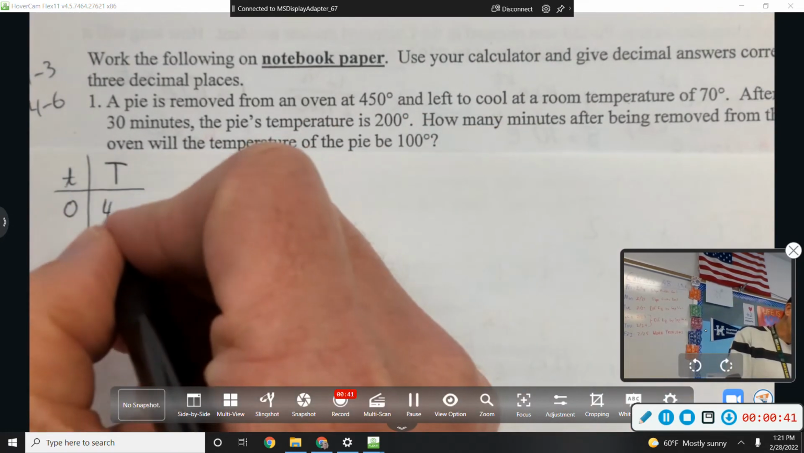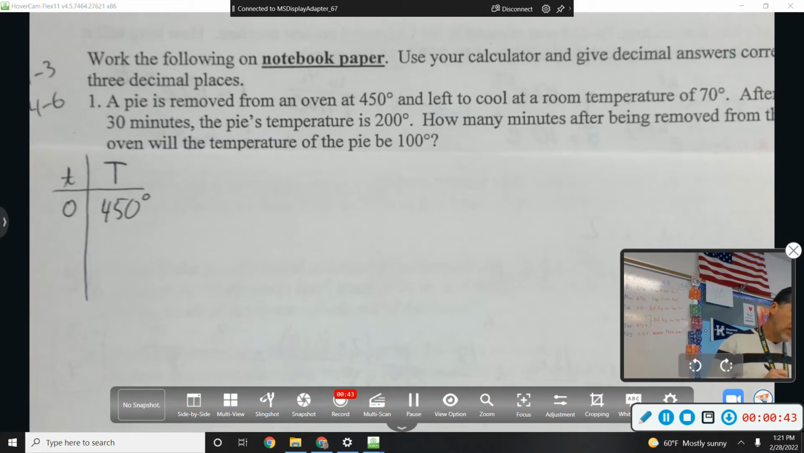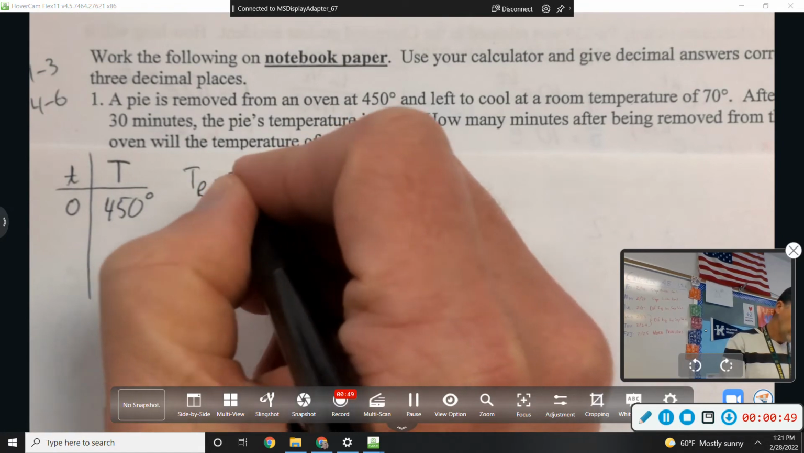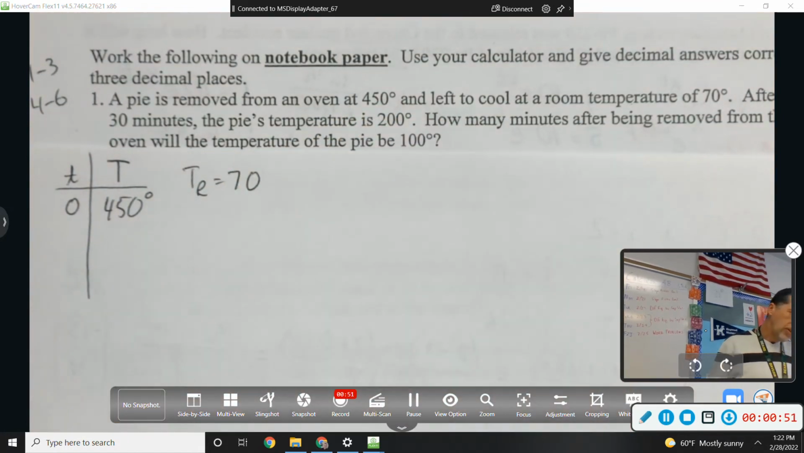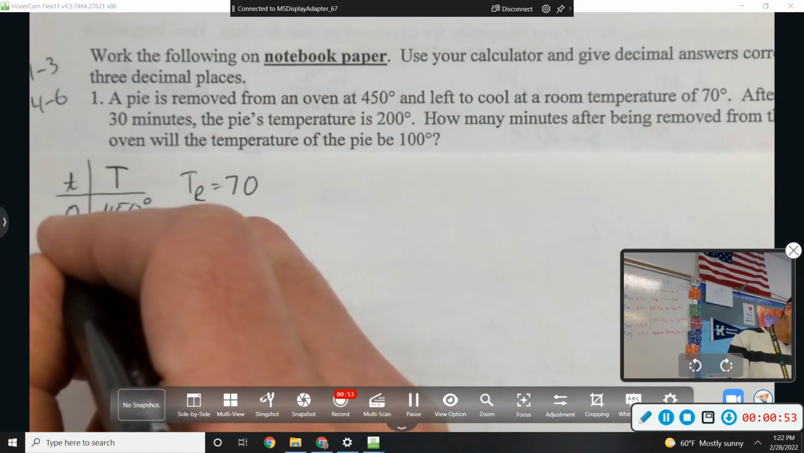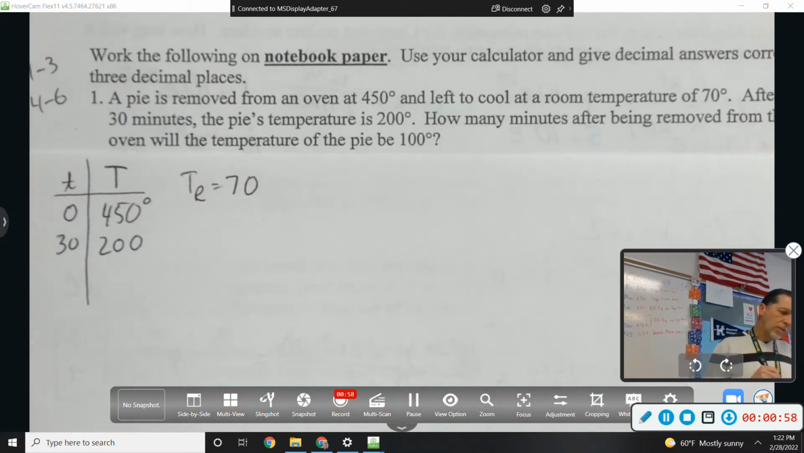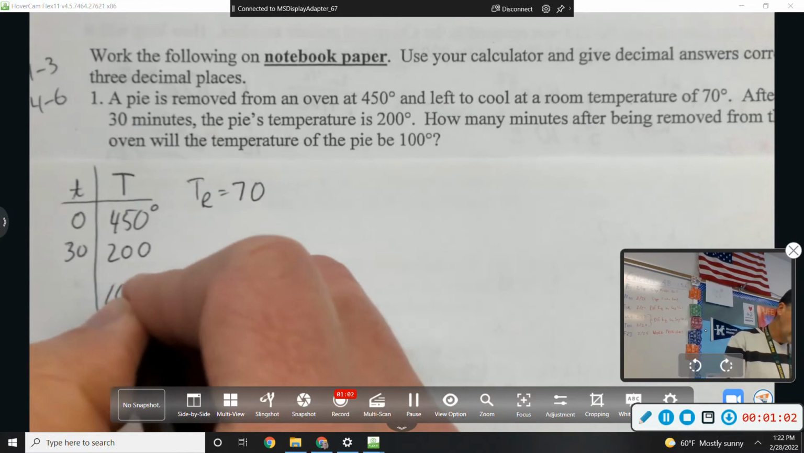So initially the pie is 450 degrees. Left to cool at a room temperature of 70. After 30 minutes, the pie's temperature is 200. How many minutes after being removed from the oven will the temperature of the pie be 100?